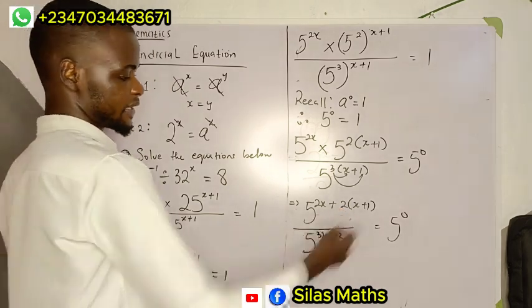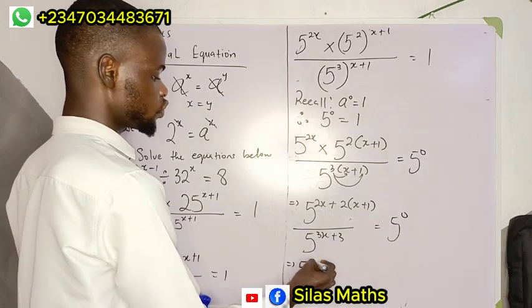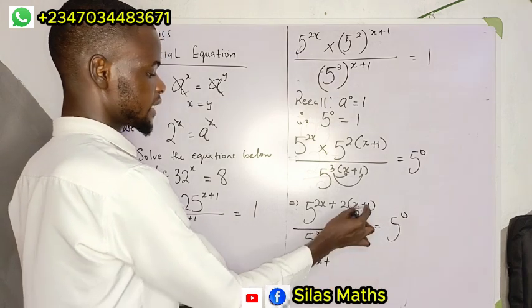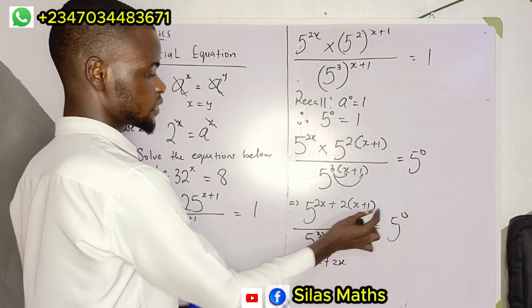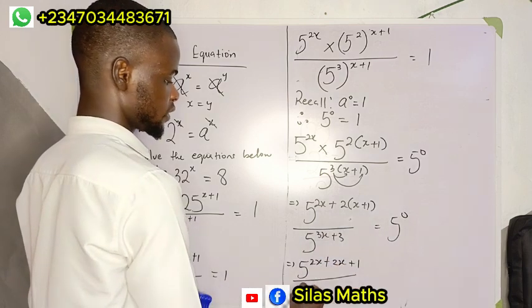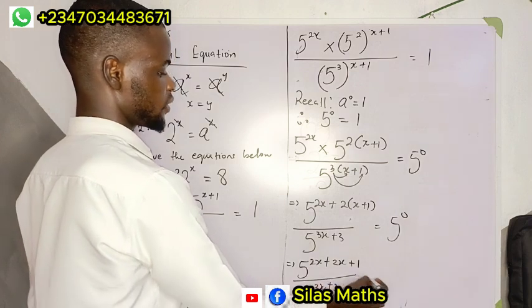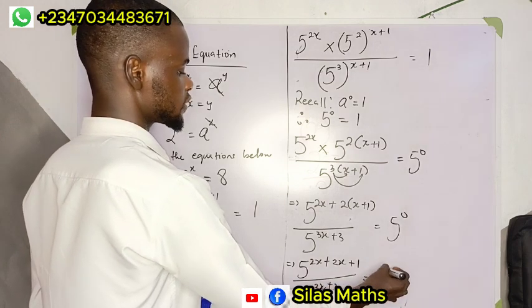We need to open this bracket. When you open this bracket, we are going to have 5 to the power of 2x + 2 times this will give me 2x. Then 2 times 1 will give me plus 1, or dividing 5 to the power of 3x + 3, equal to 5 to the power of 0.